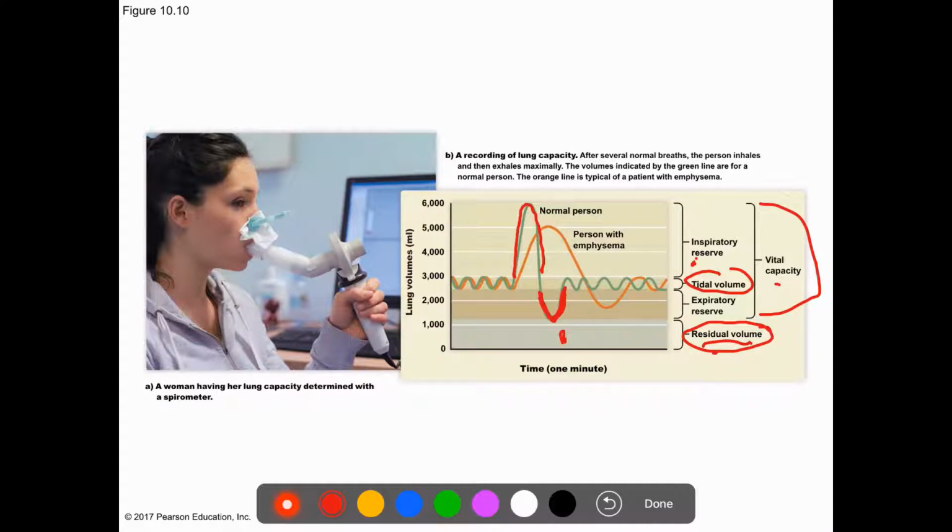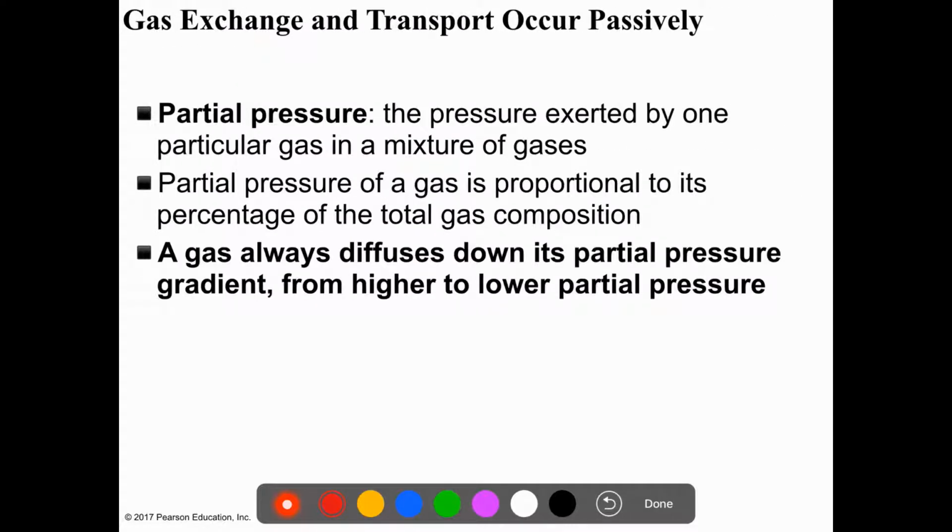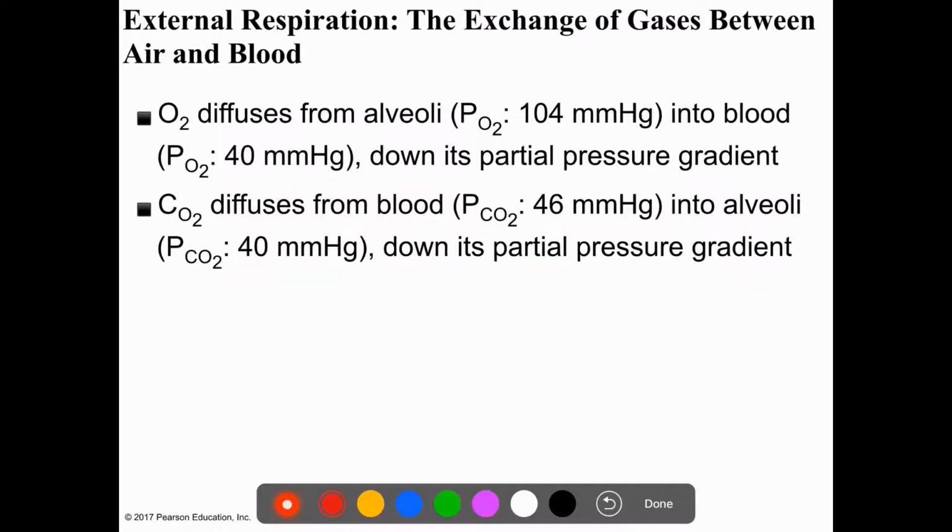Now, all of these different volumes of air can be measured through something called a spirometer. Usually patients would have to breathe into this spirometer, and the spirometer is connected to a computer system that will determine these volumes. Let's see now some other details regarding gas exchange and transportation.